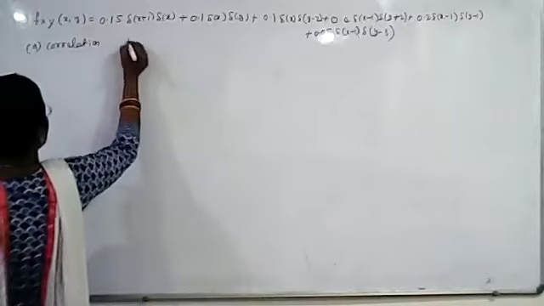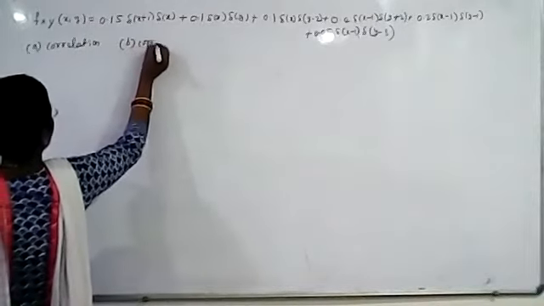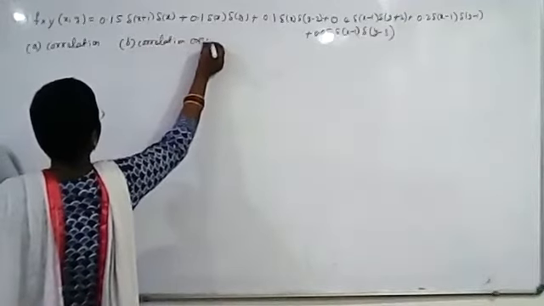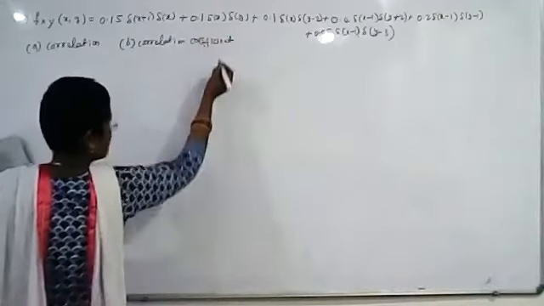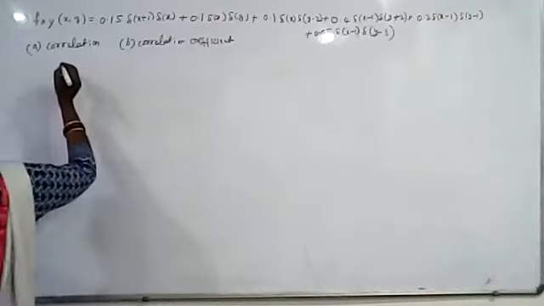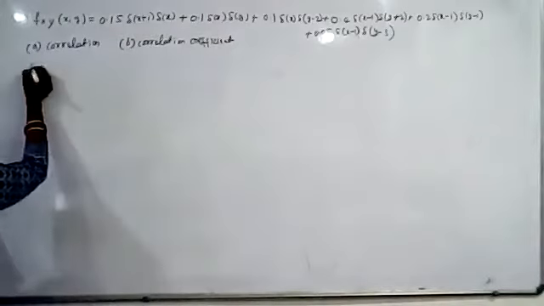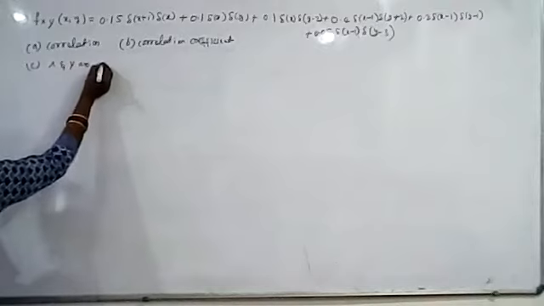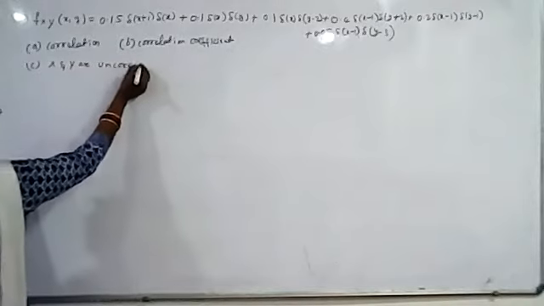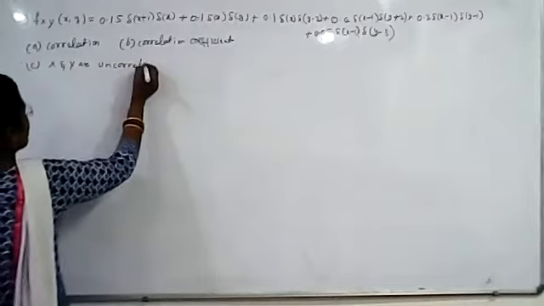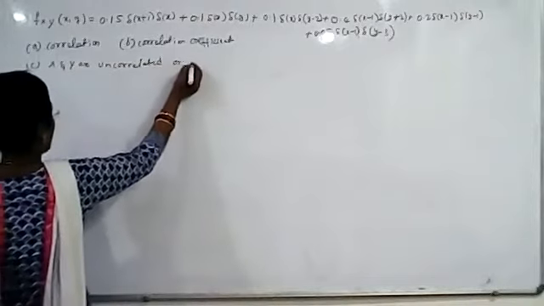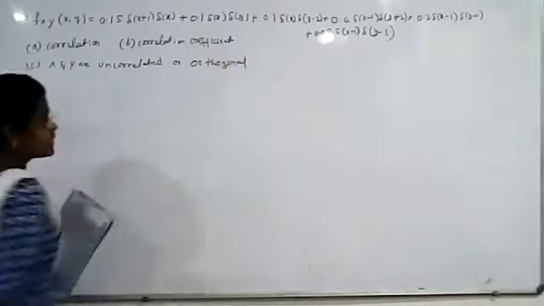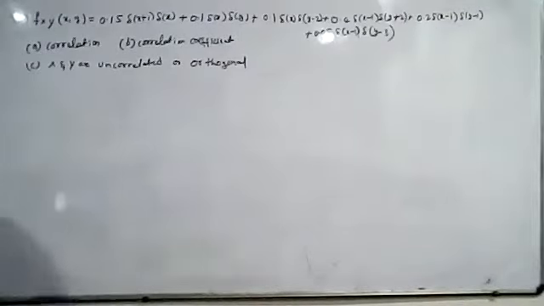You have to find the correlation and the correlation coefficient. Then check whether X and Y are uncorrelated or orthogonal. This is the problem given.